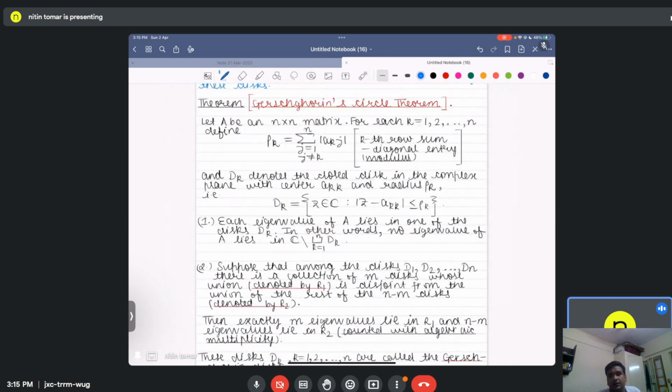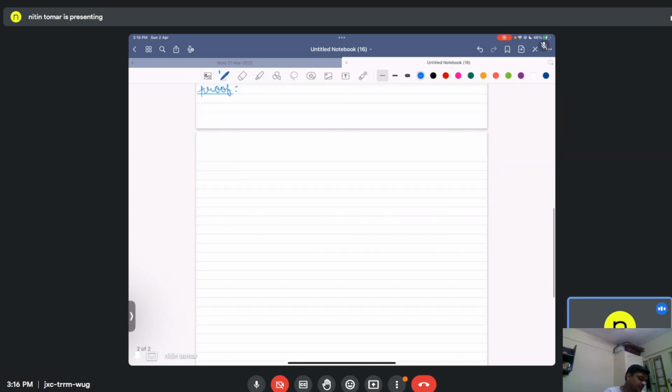So if you have an n cross n matrix, you compute this rho k. For example, rho 1 will be the sum of the absolute values of each entry in the first row minus |a11|. You keep on doing this for row 2, row 3, and so on. Now consider the disks centered at the corresponding diagonal entry with radius rho k. So what does the Gershgorin circle theorem say? That each eigenvalue lies in one of these disks. So we shall prove this.